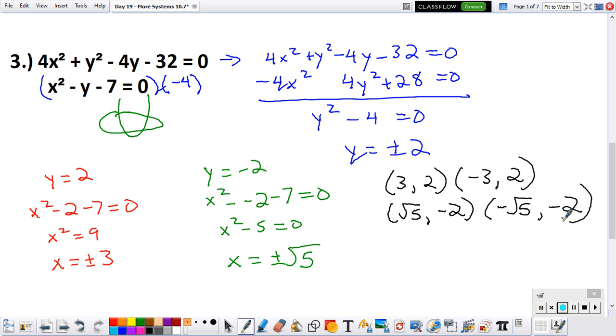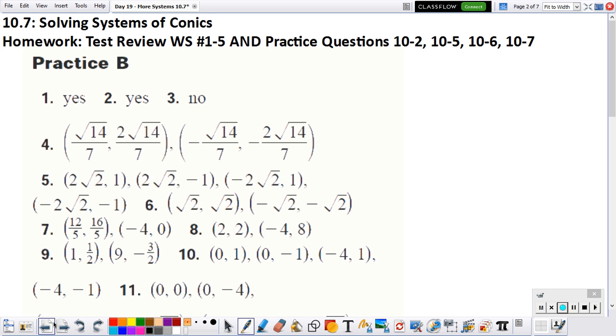Okay, I'm going to turn the page and show you the homework answers from last night, and if you have any questions, you can see me on the next school day at lunch. So here we go. There they are.